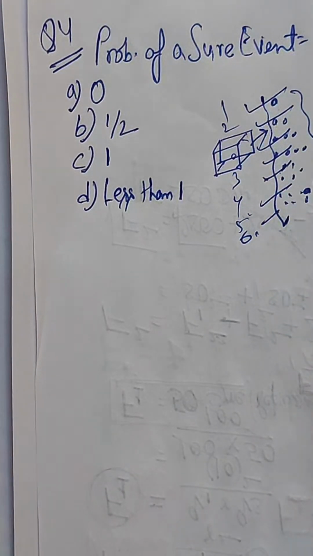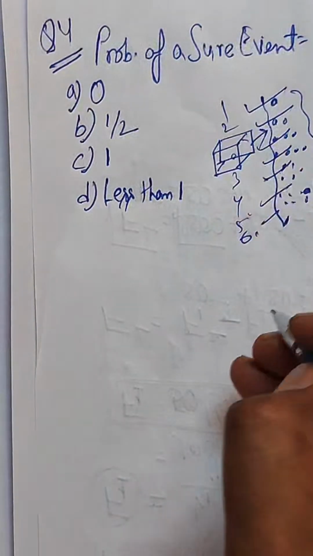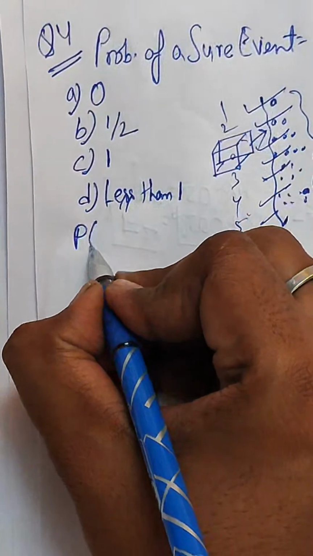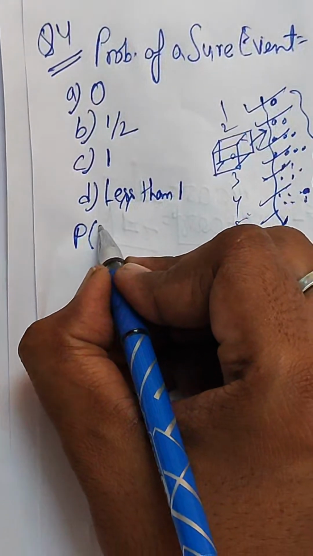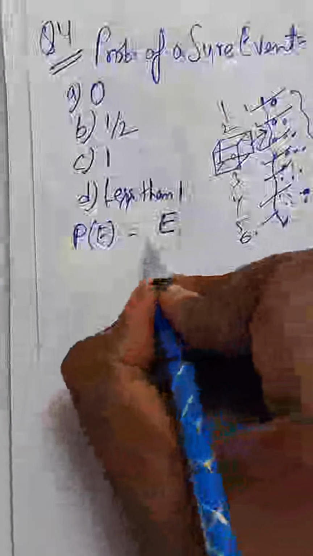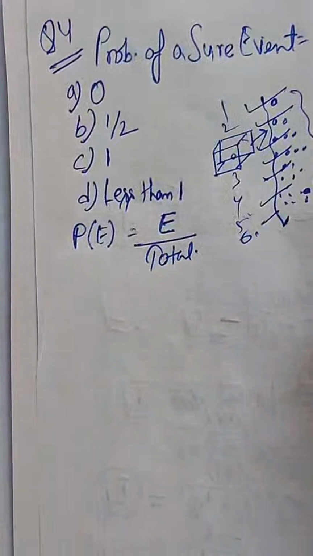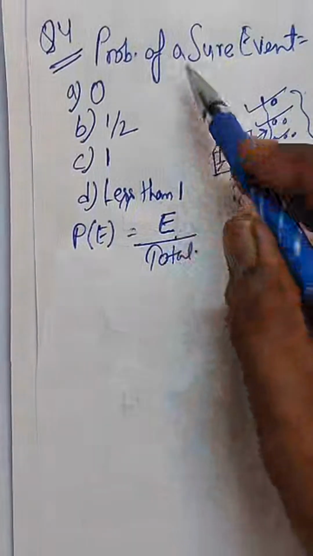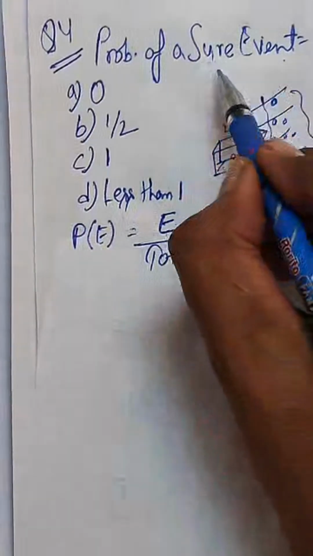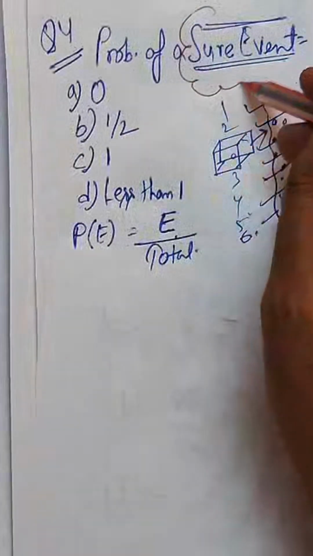So what is the probability of a sure event that we need to find? That is basically very clear, it's confirmed, it's going to happen. Okay. Just to remember the formula, probability of any event is calculated as the number of possible chances of that event divided by the total, right? So here you can see, you are saying that the event is sure, that it is going to happen, right? Just see this word sure.